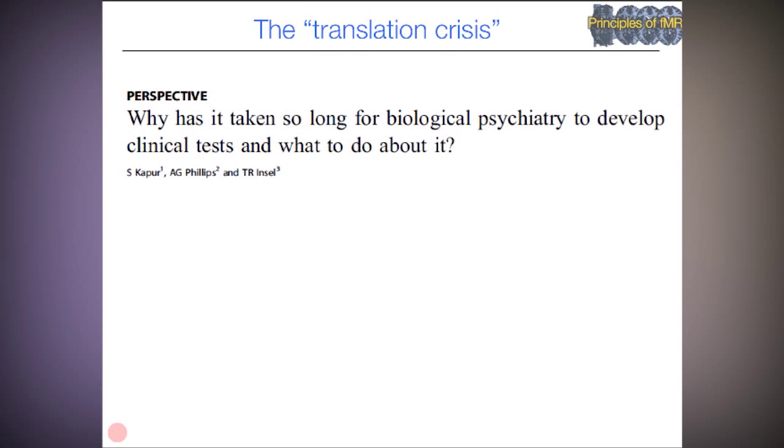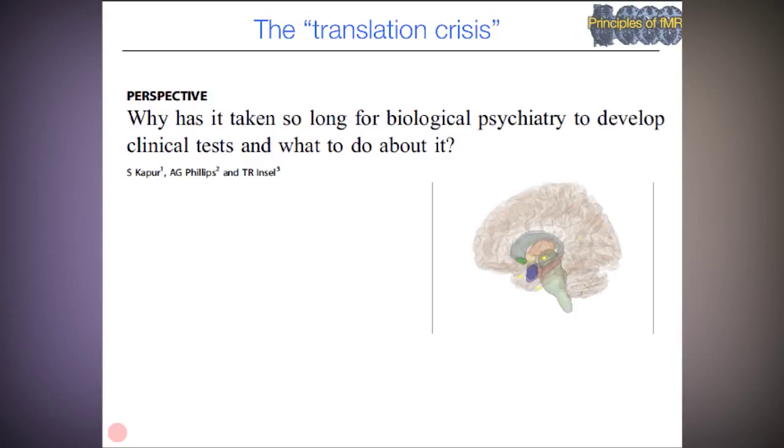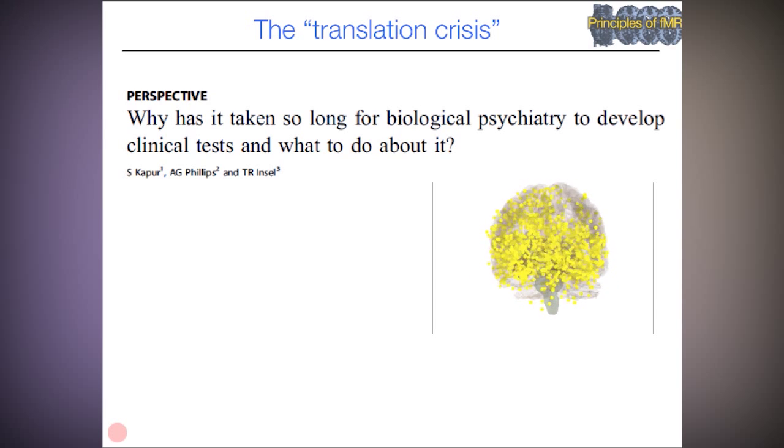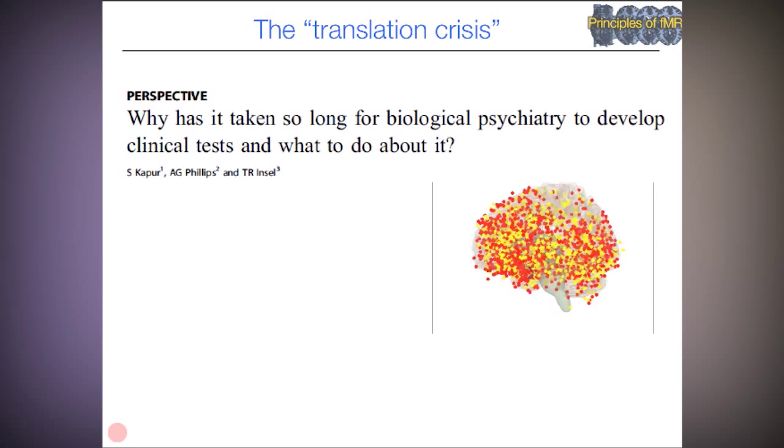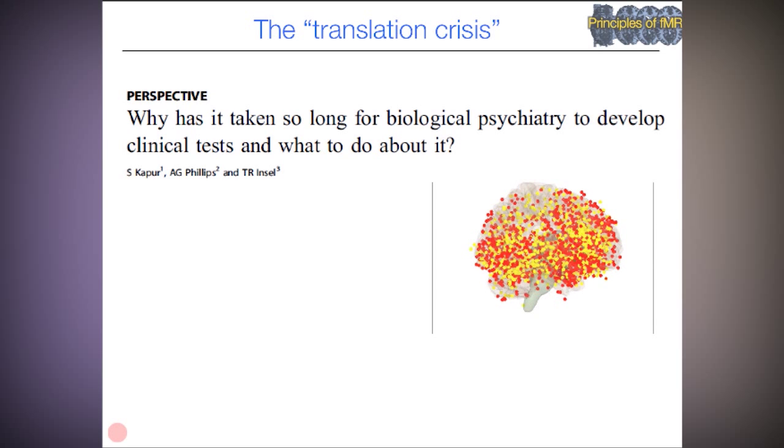And this is an article that influenced me quite a bit by Kapur, Phillips, and Insel. The title is, Why Has It Taken So Long for Biological Psychiatry to Develop Clinical Tests, and What Do We Do About It? And there's this feeling that in science, there's lots of research. In fact, here is a plot of emotion studies that we gathered. It's 163 studies of emotion. Yellow is perceived emotions, red are experienced emotions. So if you want to know where the emotional brain is, there it is.